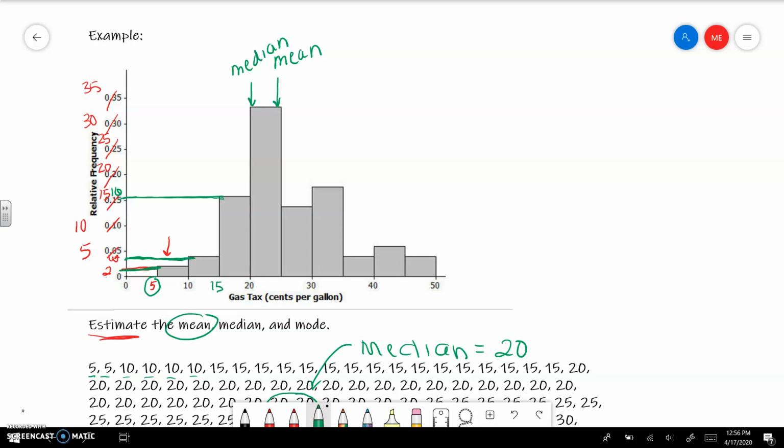median's at 20. And the last thing we need to find is the mode. And what's nice about the mode is that we can actually see what the mode is by just looking at the histogram. And the mode on a histogram is the highest point. So the mode in this case is also 20.